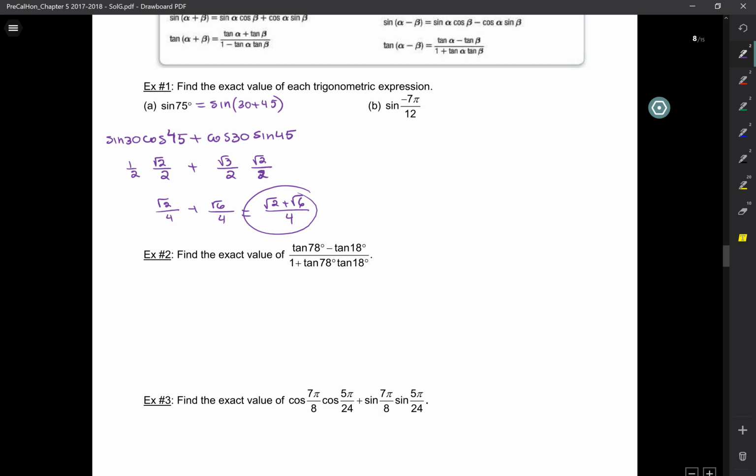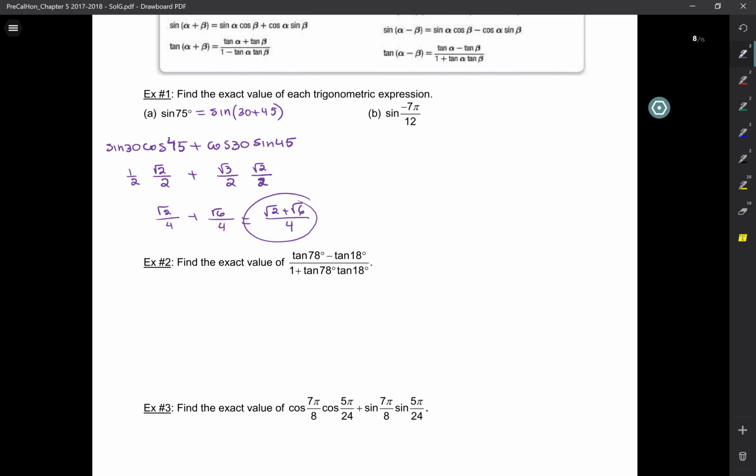Okay? And those of you who've seen this in Algebra 2, I know most of you have, you'll remember that they were just like the same numbers but switched around most of the time. Okay? All right. Now, sine of negative 7 pi over 12. First off, let's remember that sine of negative theta is what? Negative sine theta. So I can easily write this as negative sine of 7 pi over 12.